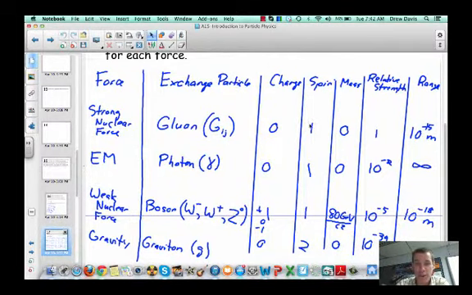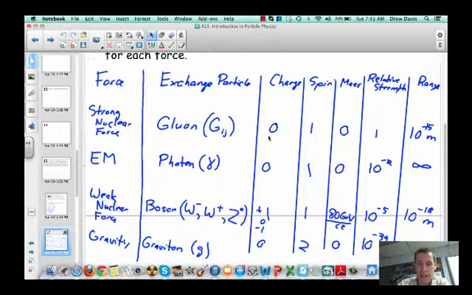But you can see all four of these exchange particles have whole number spins of 1, or in the case of a graviton, 2. The masses of these, I need to check this one. I think the mass might be bigger, but most of the time when you deal with mass, you're going to deal with weak nuclear force, and I'll check this. I think that might be a mistake.